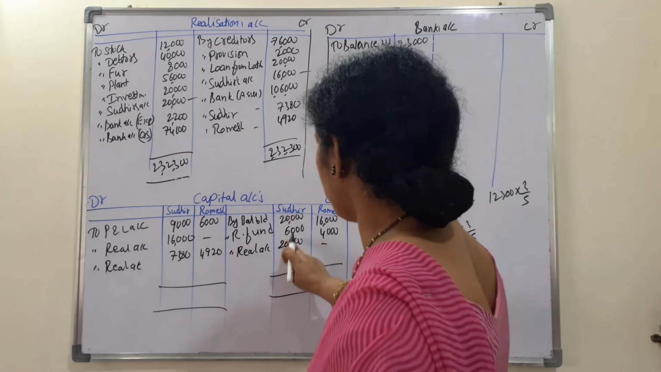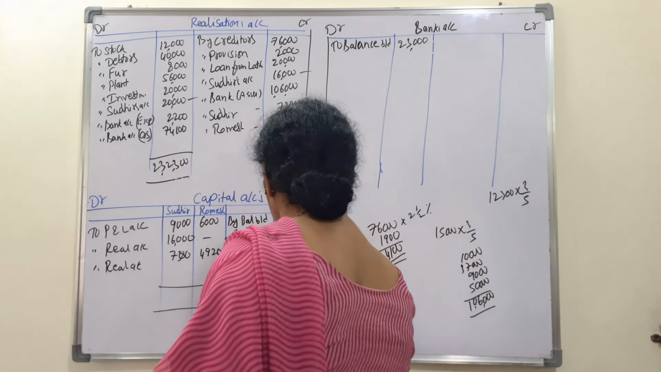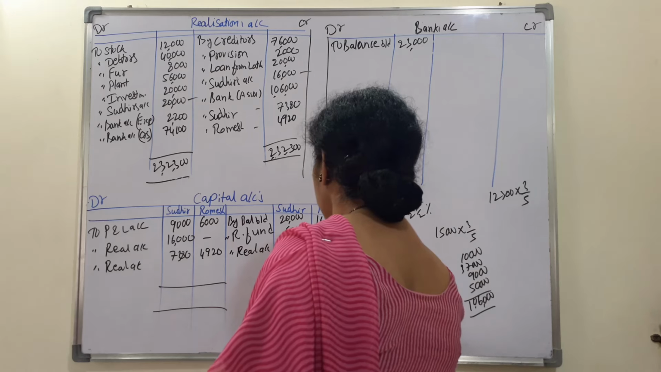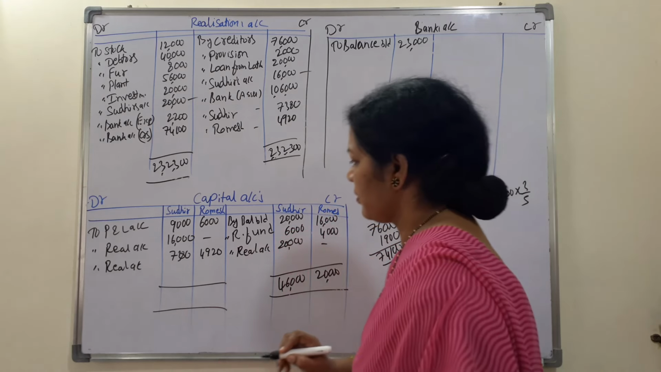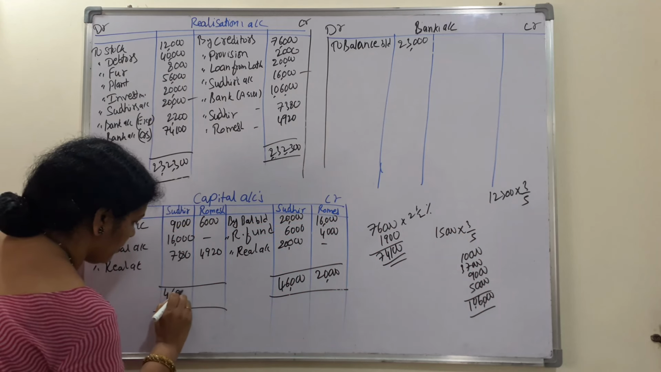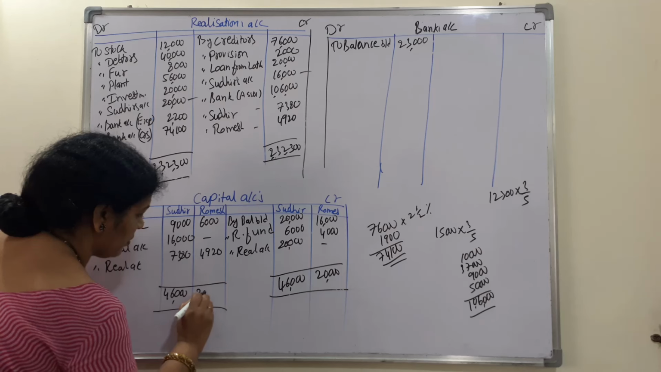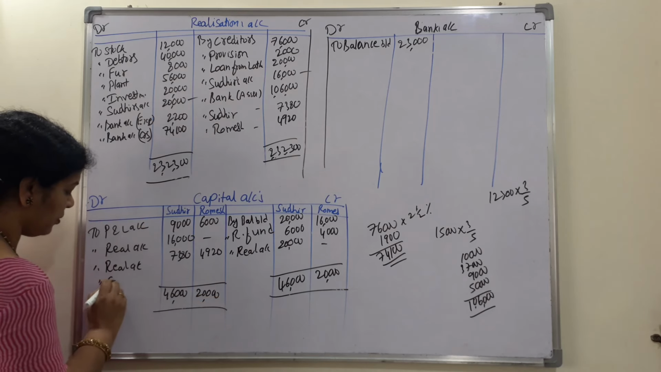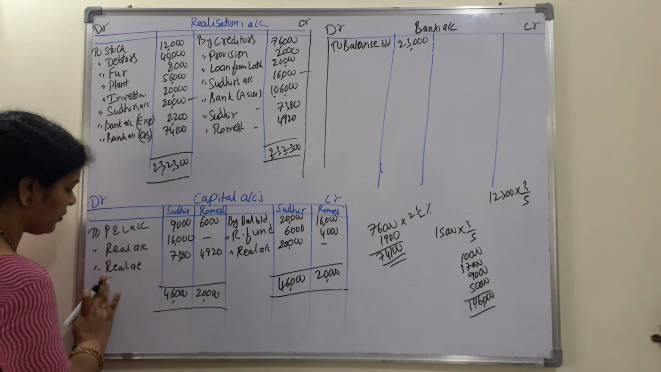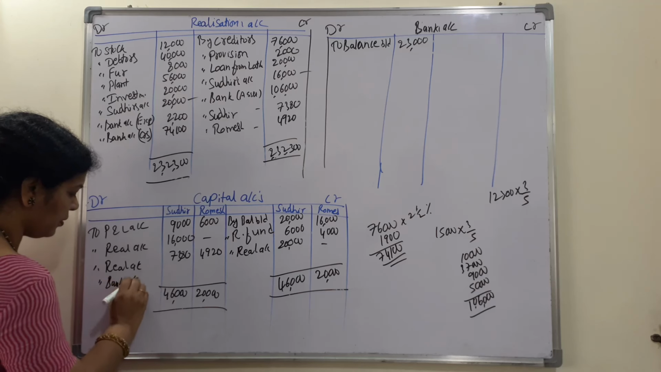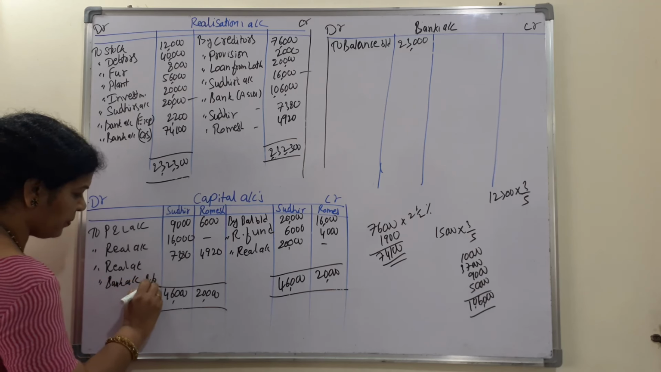So debit side is more, 46,000. This is 20,000. To cash account, bank account. Rather than cash, we are saying bank. To bank account. So this is the balancing figure.